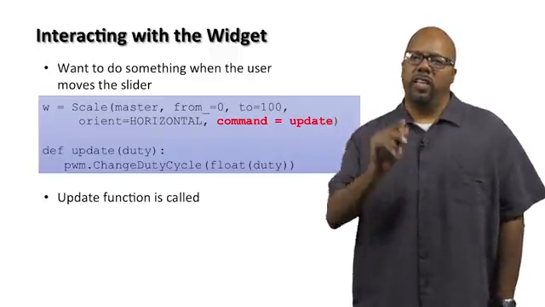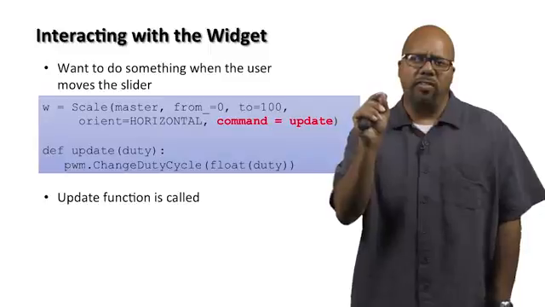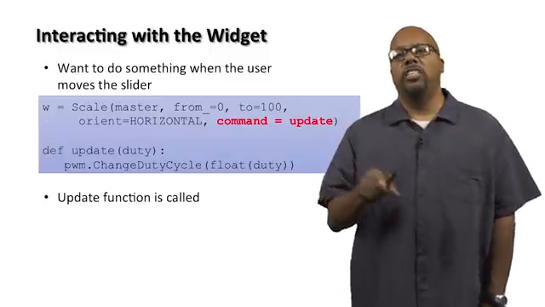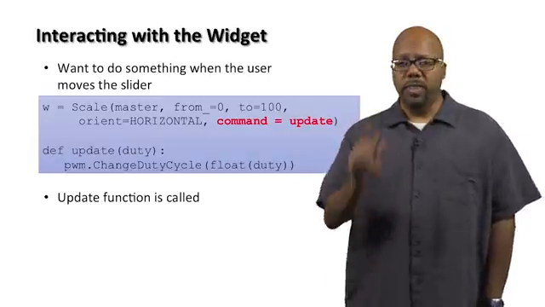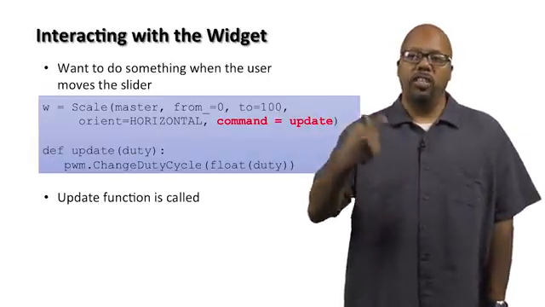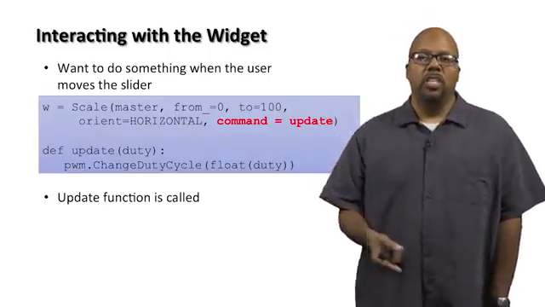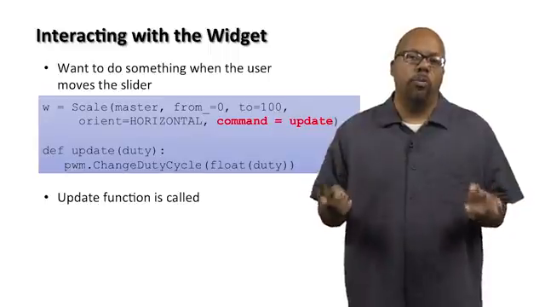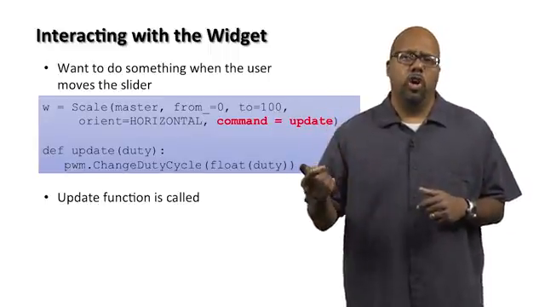if they move that scale and set it at 25, then duty will equal 25 when you make that call, and you'll change the duty cycle to 25. And then if they move the scale to 50, update will get called again, duty will be 50, and you change the duty cycle to 50. So in this way, by adding that command equals update, we've added what's called a reference to a callback function.